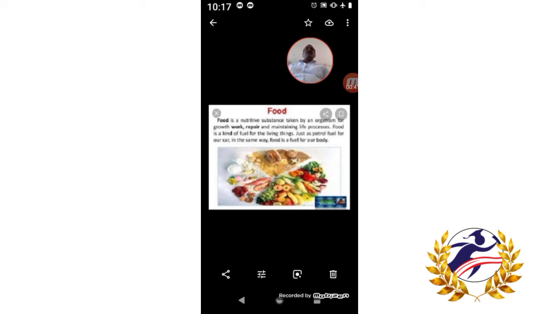Now come to the first lesson, food. Where does it come from? So, what is food? It is a nutritive substance that not only we, but animals also will have in order to get energy as well as to do work, growth and repair of body parts. And also maintaining our life processes.